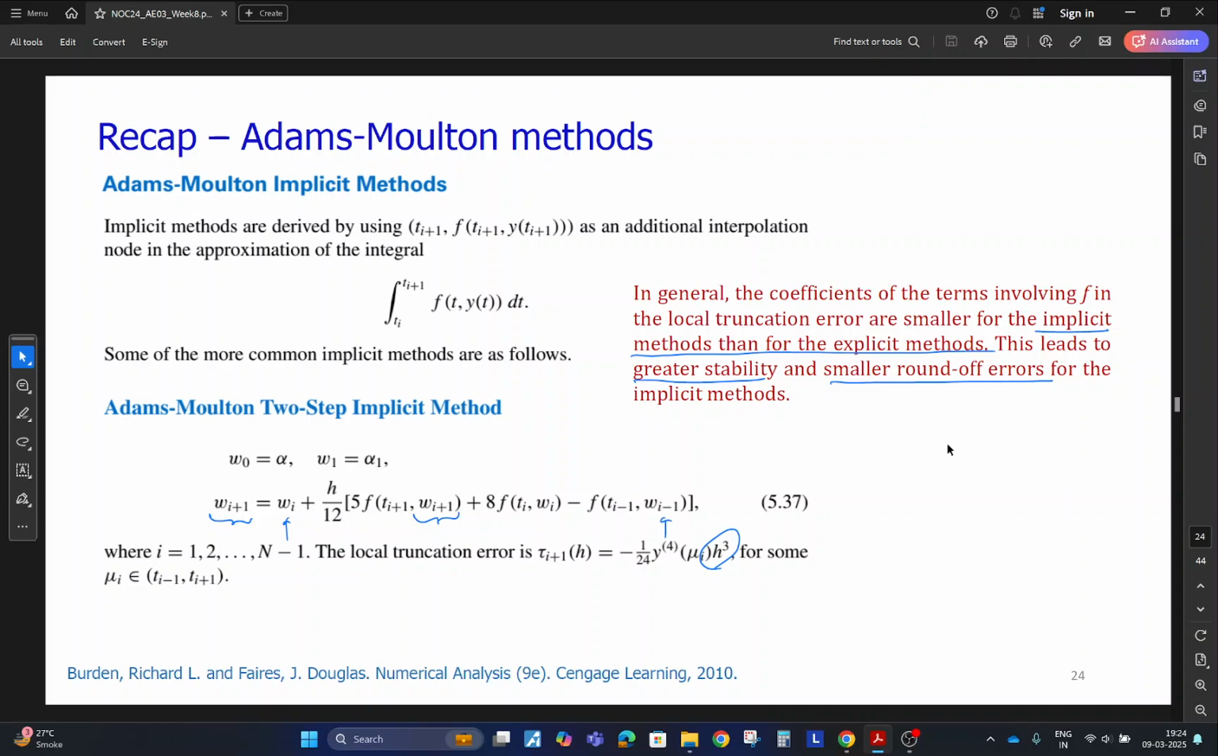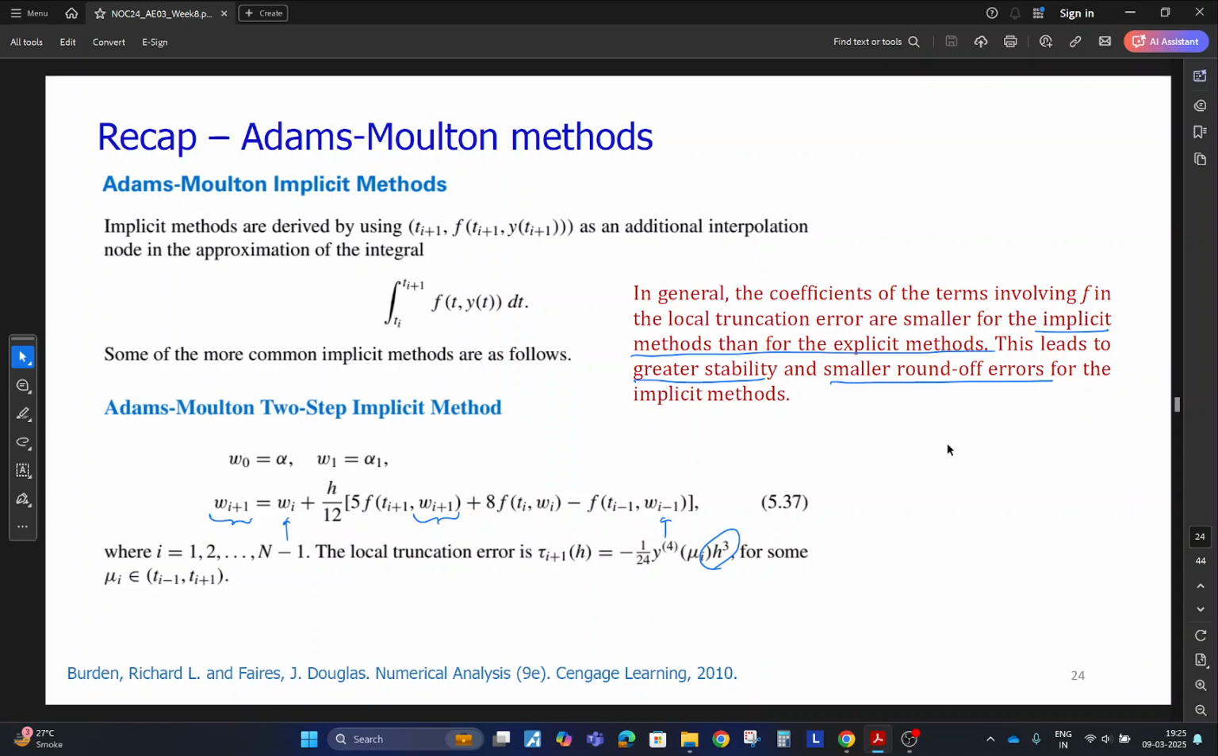It says that in general, the coefficients of the terms involving the function f and the local truncation error are smaller for the implicit methods than for the explicit methods. And often this leads to greater stability and smaller round-off errors for the implicit methods. And because of this, we also have greater flexibility in choosing the time step for implicit methods while ensuring convergence. And we can in fact work with larger time steps in an implicit method, thereby saving computational effort.